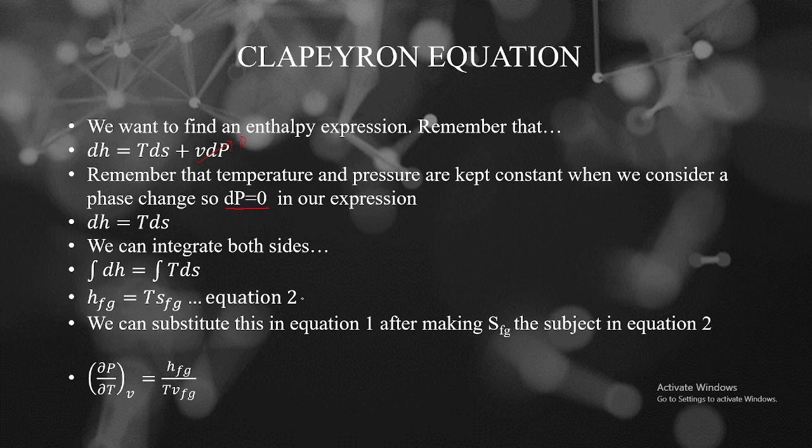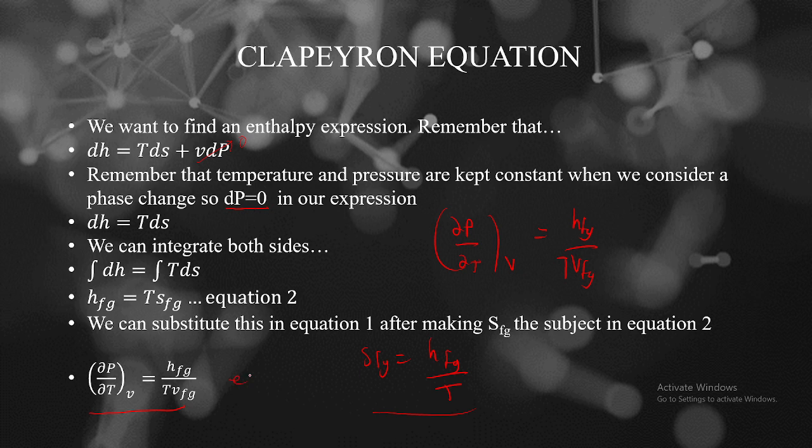So if I make SFG the subject in equation 2, I'll have SFG equal to HFG over T. So I can put this in equation 1. Equation 1 was del P del T at constant V equal to SFG over VFG. So I can replace this SFG now with what I have down here, so that this side becomes HFG over T times VFG. So that's what we have down here.